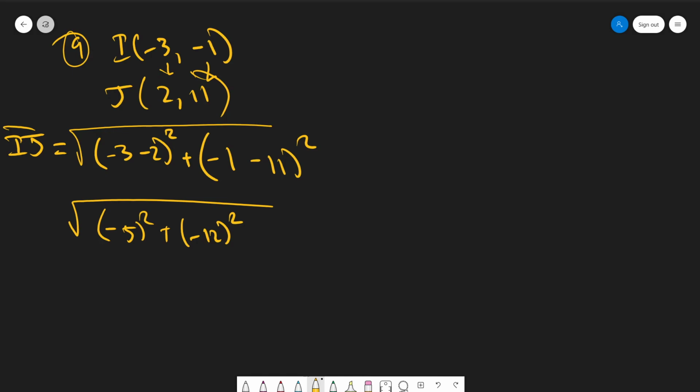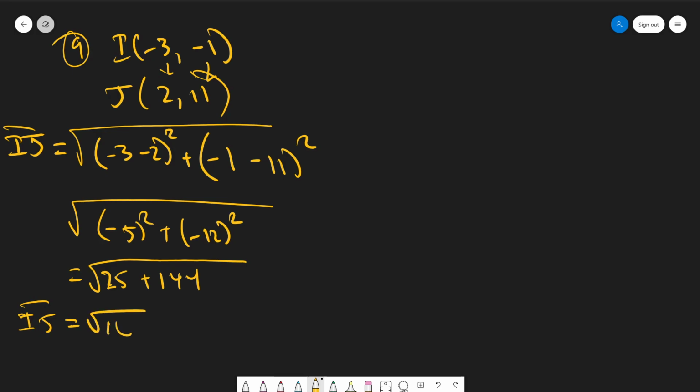Woo, that looks pretty big. So we got 25, where we're doing 2 times 2, plus 144, and that is going to give me a square root of 169, which is a perfect 13. So IJ is 13. And that last problem, it's going to say choose 2 points and find the distance between them.